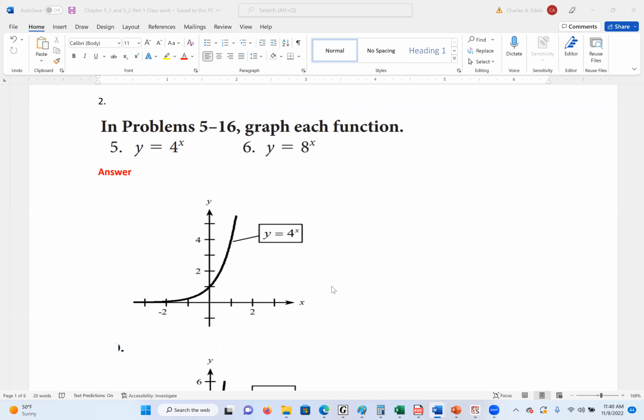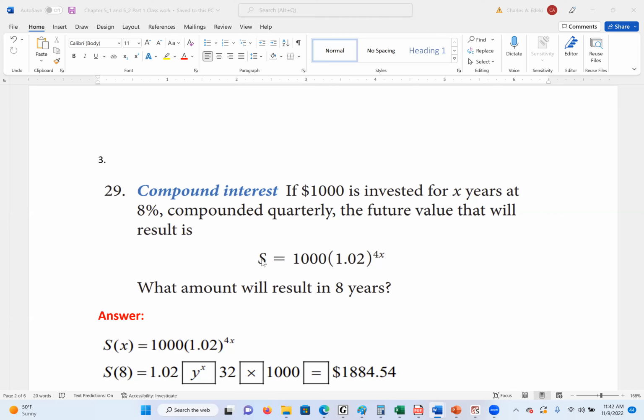So this is, again, compounded quarterly. That's why the exponent is 4 times the x. And in chapter 6, we're going to talk about finance mathematics, where we'll learn how to find compound interest, simple interest, etc. So here, anywhere we see the x, we substitute with 8. So here we have 1,000 times 1.02 to the power 4 times 8.